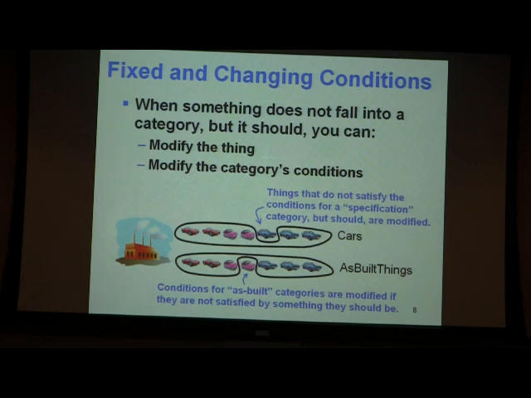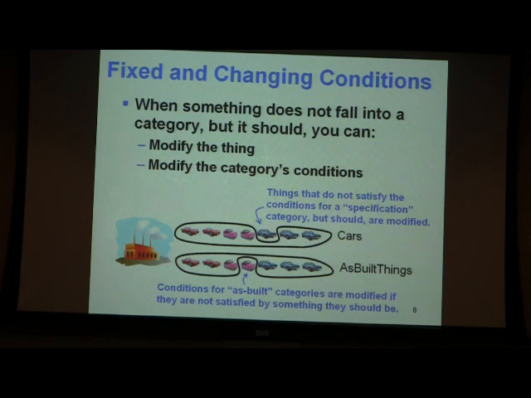The conditions that are on the category are not immutable. You can change them. We did that on the first slide. We added the existence. Here's a case. If you have an object, a thing that you think should fall in the category, but for some reason it's failing the conditions, you can do two things. You can modify the thing so it meets the conditions. You can modify the conditions so it allows the thing.